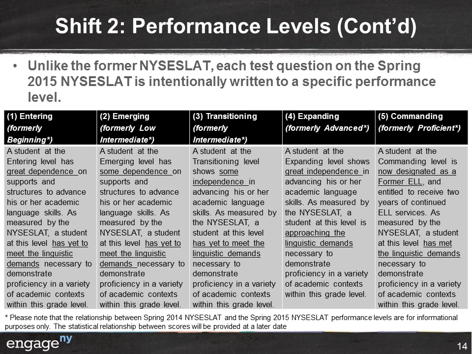In the Spring 2015 NYSESLAT, each test question is written to a specific performance level. Here, the descriptions of each of the 5 performance levels are provided. Do note that a student at the commanding level, that is the level that's all the way on the right, the highest performance level, would be considered a former ELL, having met the linguistic demands necessary to demonstrate proficiency in academic contexts within their grade level.